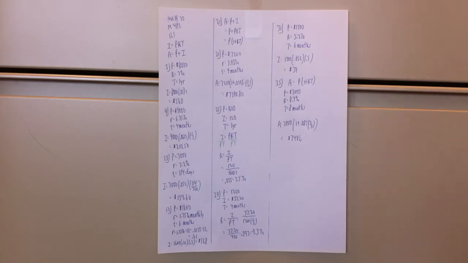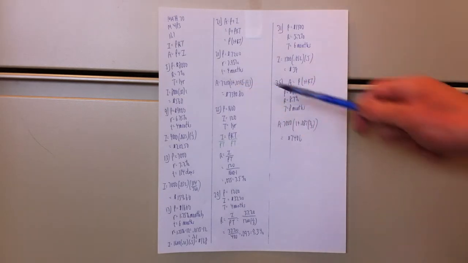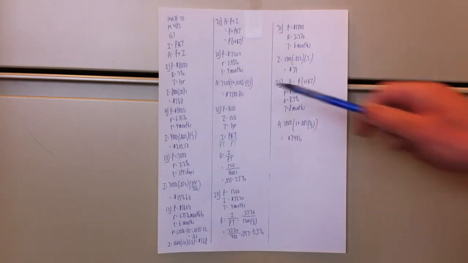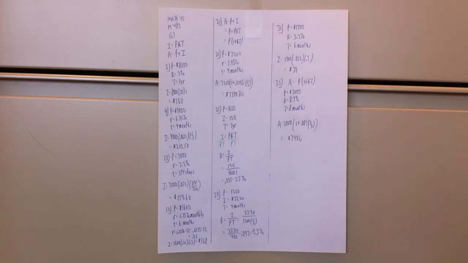So for problem 5, we basically just plug everything in. The principal is given to be $8,000. The rate is 7%. The time is 1 year. Should emphasize that time is always given in terms of years. So if it's not given in years, we have to adjust accordingly.